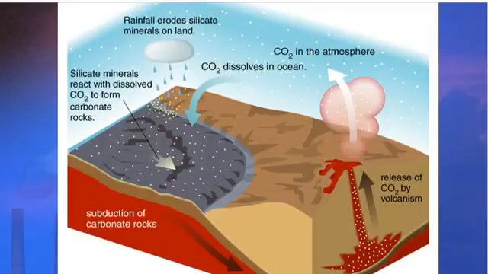So here's another picture that shows basically the same thing. This one focuses a little bit more on the silicate side of things rather than just the carbon side. So again, you're releasing the carbon dioxide into the atmosphere. In this case, it may not be coming down in rain alone.